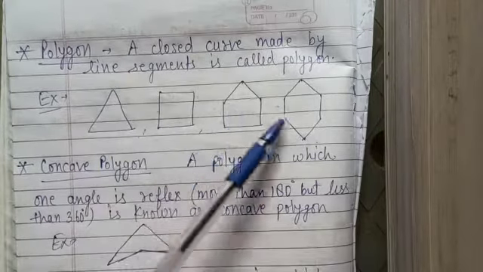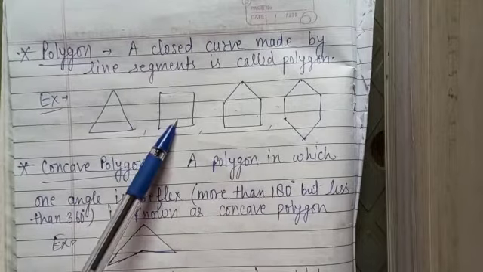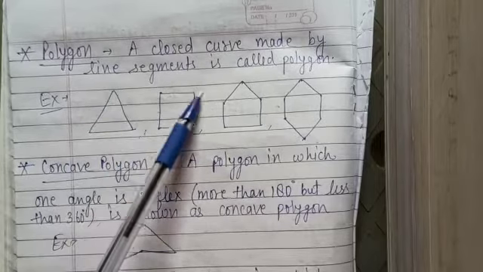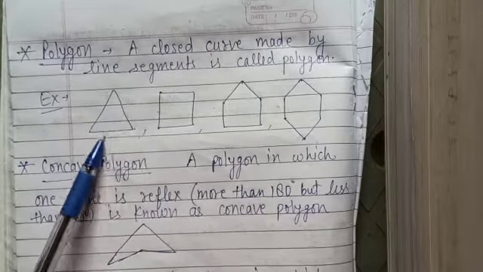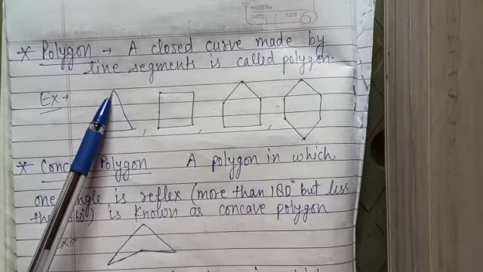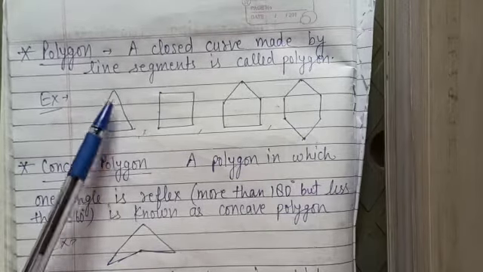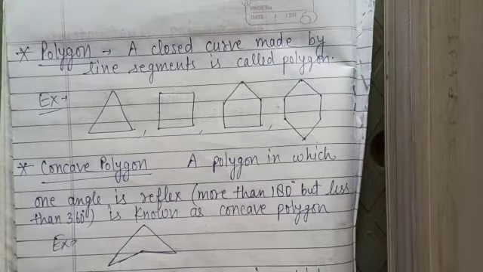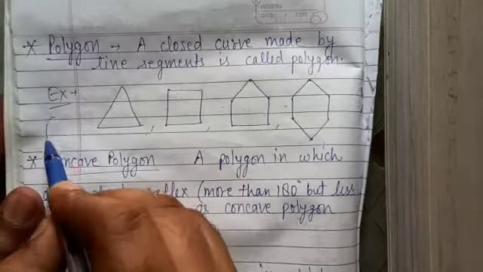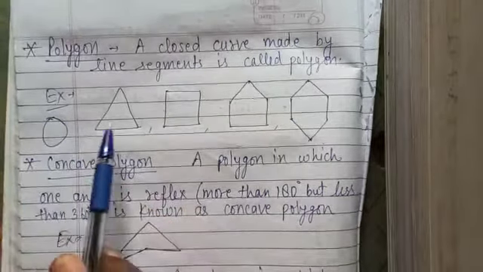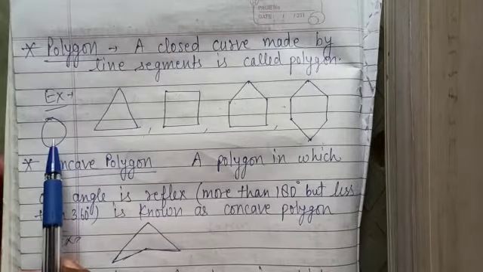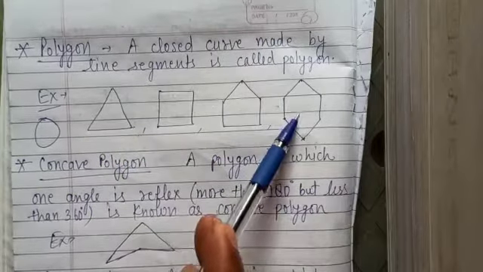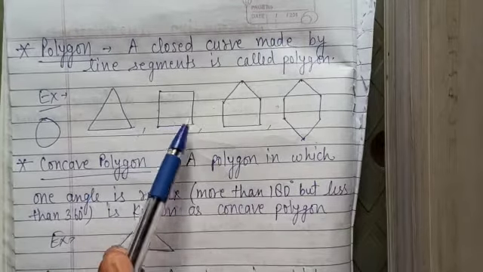As you can see, each of them is a closed curve, but if you notice the boundary, look at the boundary, it is a straight line. Boundaries are straight lines here also in each one of them. So this is a closed curve but not a polygon. Why? Because its boundary is not linear. The boundary of each of the figures is linear, that's why I am calling them polygons.